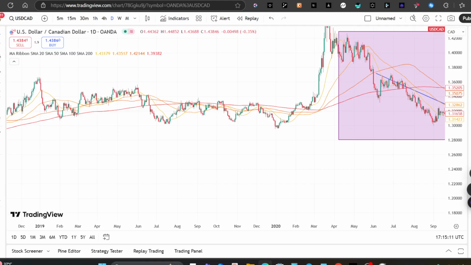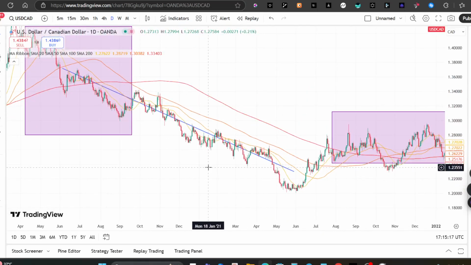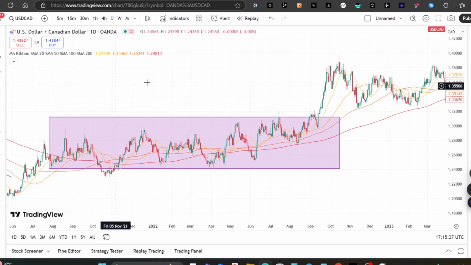Here are some quick tips to help you make the most out of the moving average ribbon indicator. Combining with other indicators: while the moving average ribbon is great for spotting trends, it's always a good idea to confirm your signals with other indicators like the RSI or MACD to filter out false signals.